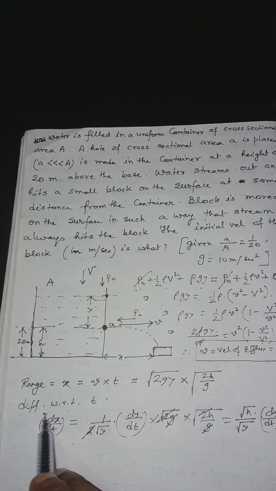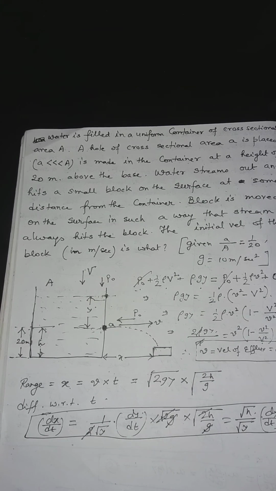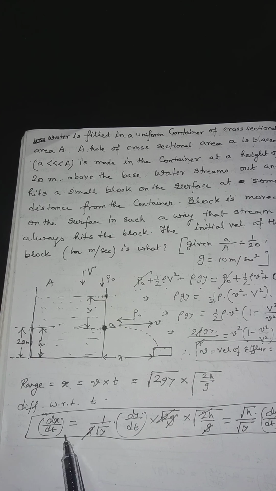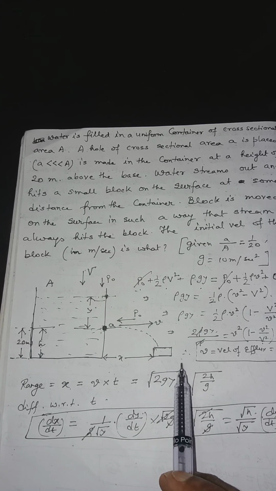So what does this equation stand for? This equation number 2 basically denotes the velocity of the block along the x-axis, or along the horizontal direction.